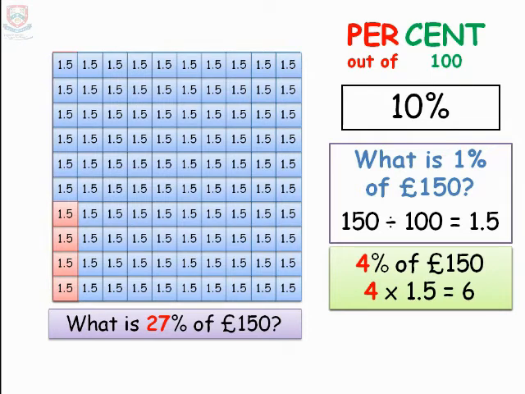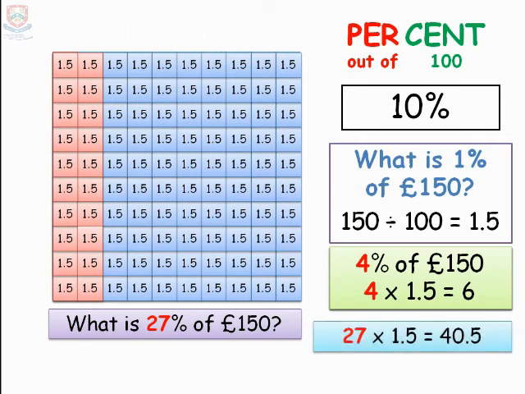So how could we use this to find 27% of £150? If you think you've got an idea, this is a point where you can pause the video and see if you can work it out yourself. Here's a little hint. If there was 20 of my squares coloured in, I would have 20%, and that would be 20 times 1.5. I want 27%, so to find that, it would be 27 times 1.5, which gives us 40.5, or £40.50.